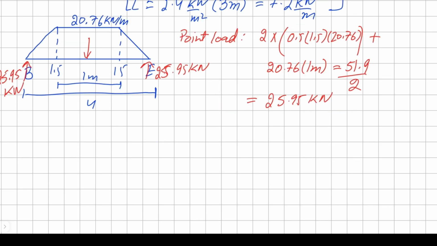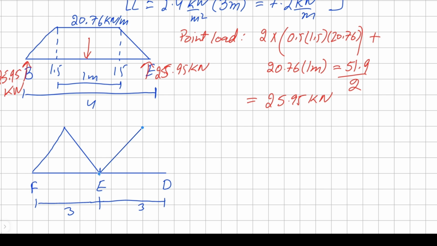Now we can calculate our values for our point loads. Well, before finding point load, we need to find our values for idealized girder. And our uniform load for girder will be as follows. So we have a point F, E, and D. And we know that our E is 3 meters away from F, and it's another 3 meters away from D. So 3 on each side. And our distributed load is going to look something like this in a triangular form.